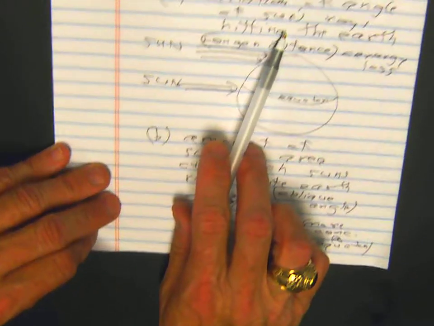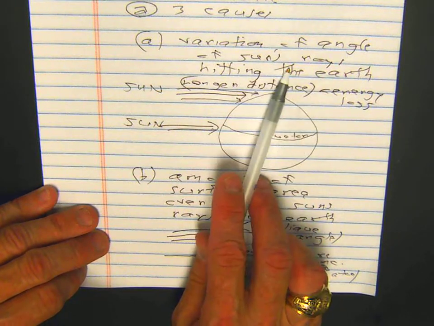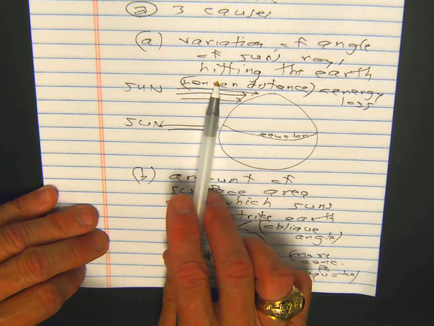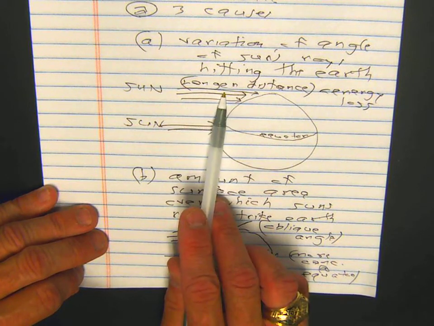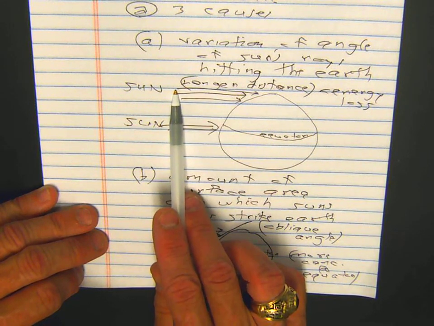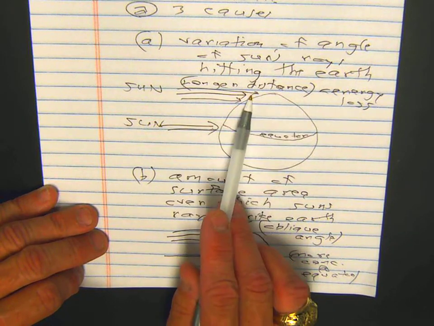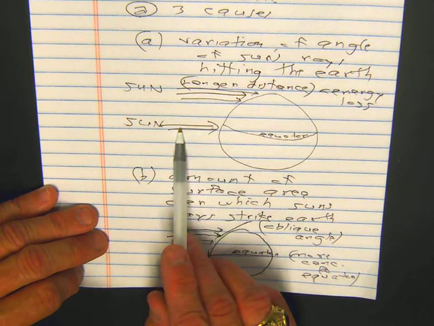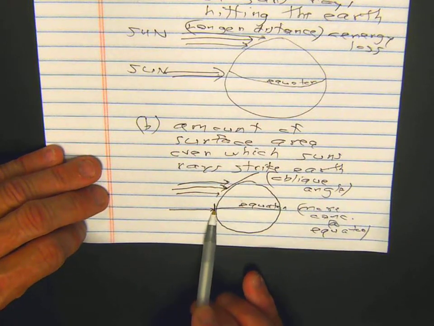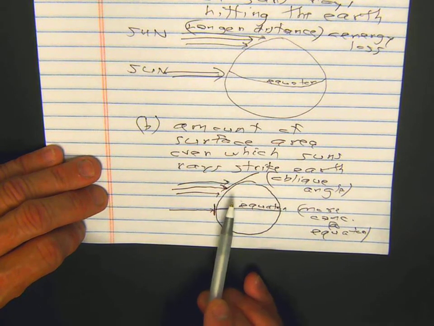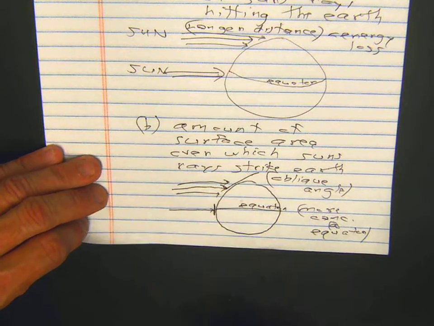So the three factors: the variation of the angle of the sun's rays hitting the Earth. At the poles, you can see the sun's distance is longer, which is going to have more time for the sun's rays to be in the atmosphere. Energy loss, there's going to be less energy hitting the Earth than if it was a shorter distance. The second is the angle that it hits, which leads to much more concentrated sunlight, a smaller surface area at the equator, as opposed to at the poles where the energy is much more spread out.